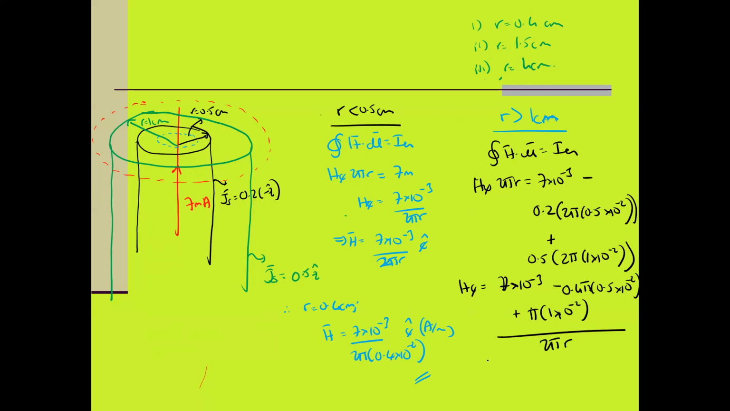For this, the H vector shall be equal to H phi in the phi direction in ampere per meter. What we have obtained here is the H field intensity for the region of radius R bigger than 1 centimeter, in which we can find the H field at 1.5 by simply substituting R as 1.5 cm. So at R equals 1.5 centimeter, your H vector will be equal to 7 times 10 to the negative 3 minus 0.4 pi multiplied with 0.5 times 10 to the negative 2.